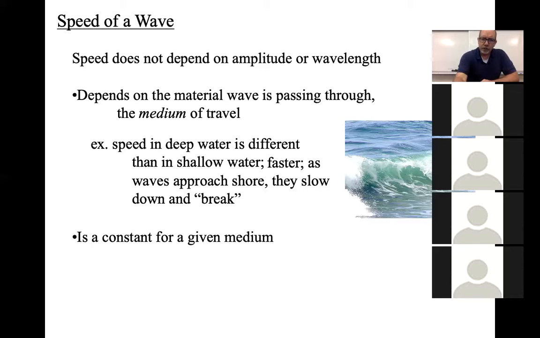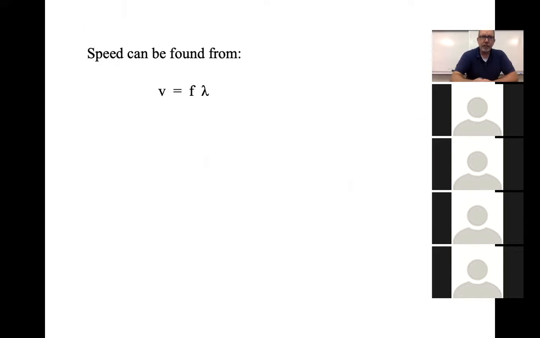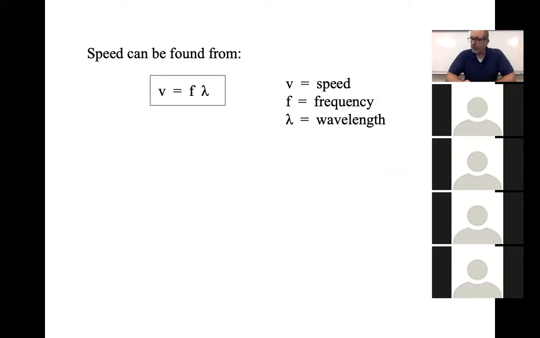And there's an equation for this, and it looks like this. V is equal to F lambda. Where V is equal to the speed, F is equal to the frequency, and lambda is equal to the wavelength. Now, this equation is good for all types of waves. I'm going to repeat that. This equation is good for all waves.